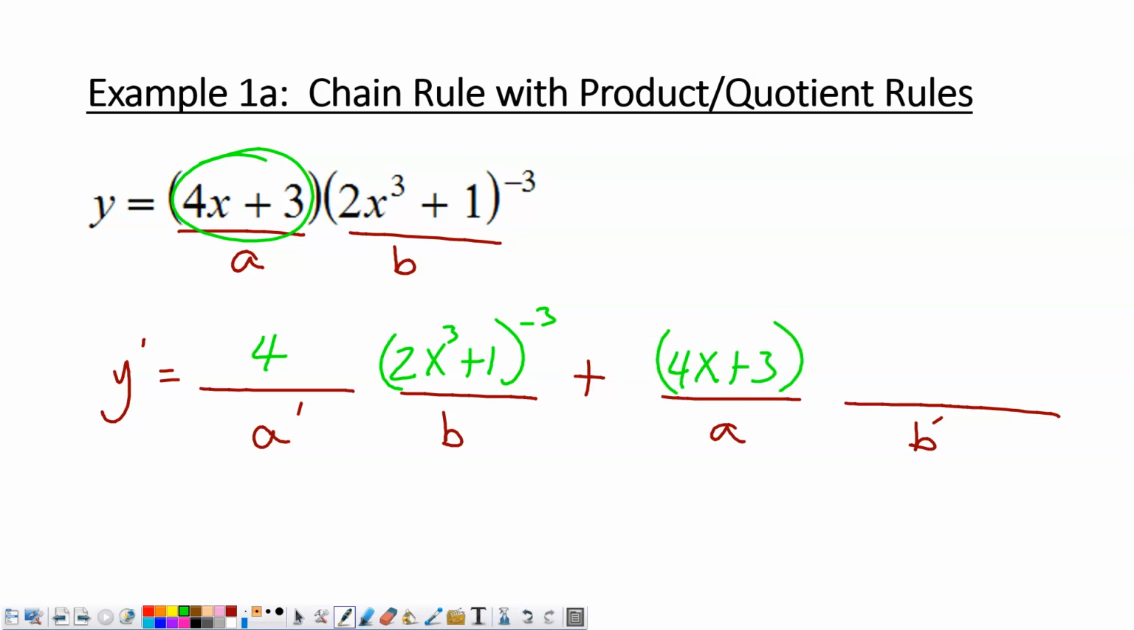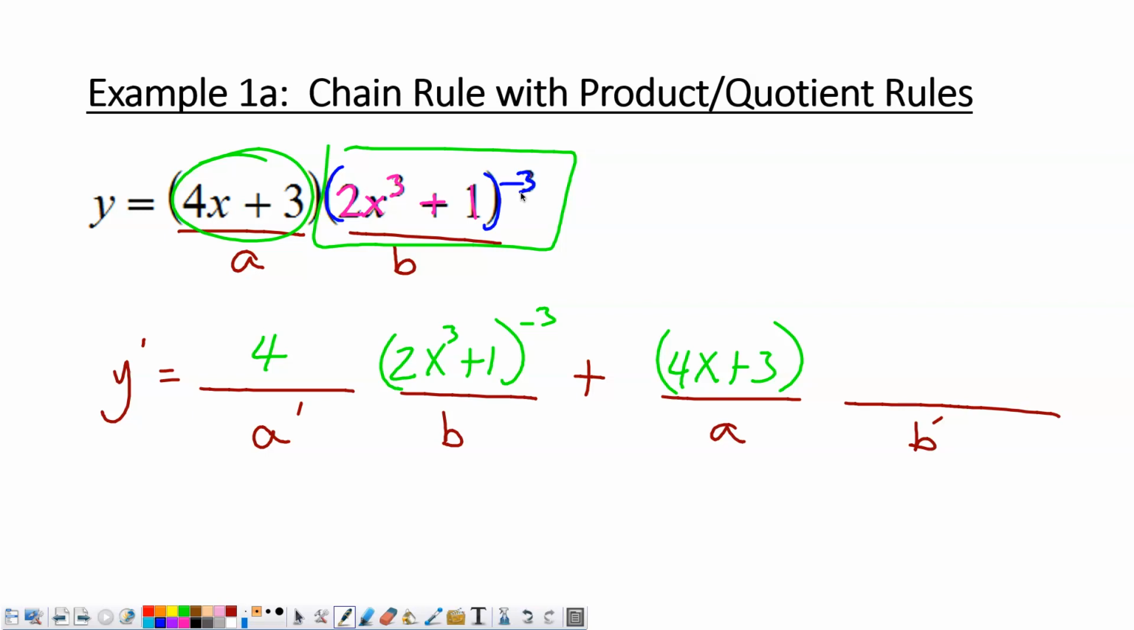Now B prime, something special is going to happen here. How do you take the derivative of that? Well, that is a chain rule. So as you can see, we have a product rule is what we're doing, but part of the product rule is now a chain rule. We have the inside function, 2x cubed plus 1, in parentheses, and then we have the outside function, which is a quantity to the negative third power. So to do the derivative of B, we actually need to apply the chain rule.